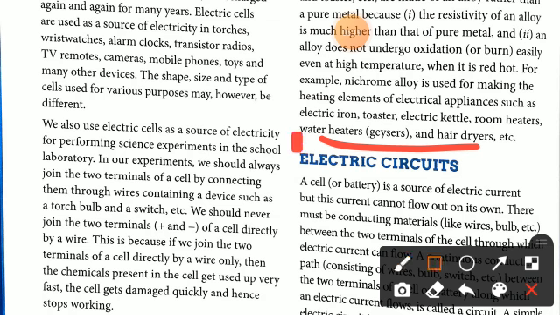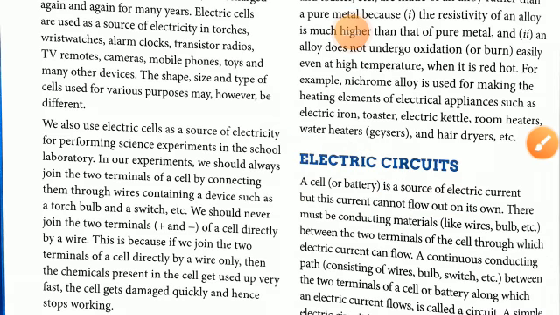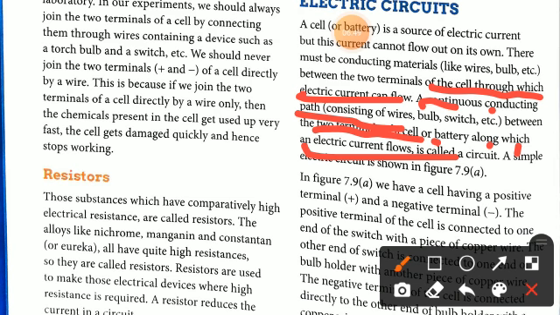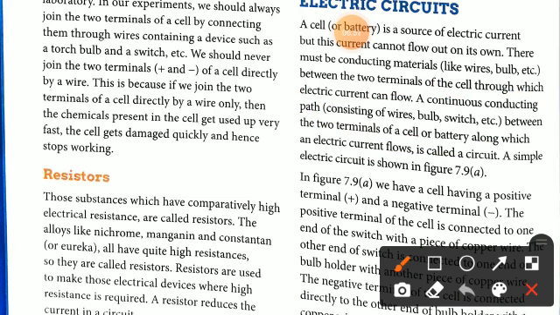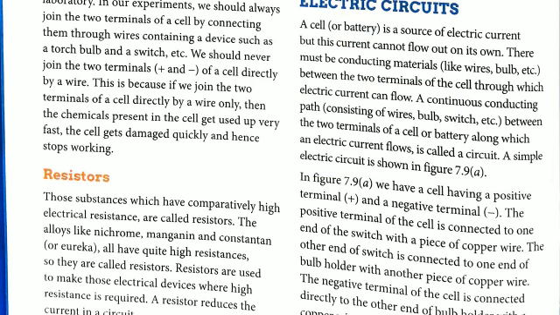Now we will discuss what an electric circuit is. A cell or a battery is a source of electric current, I told you, but this current cannot flow of its own. There must be a conducting material like wire, bulb, etc. between the two terminals of the cell through which electric current can flow. A continuous conducting path consisting of wires, bulb, switch, etc. between the two terminals of a cell or a battery along which electric current flows is called a circuit. So this is the definition of an electric circuit. From here you can remember this. Clear?